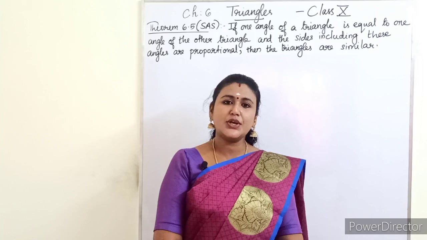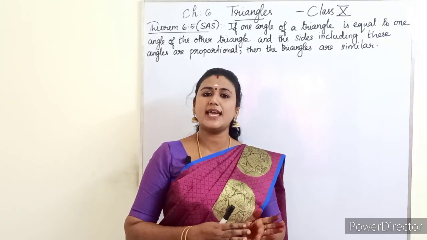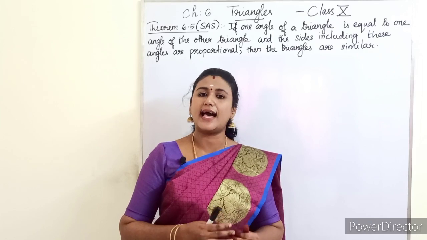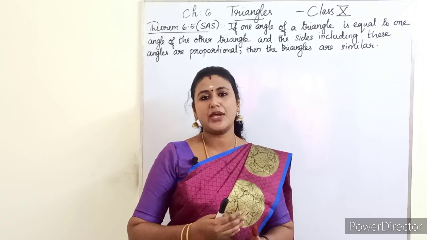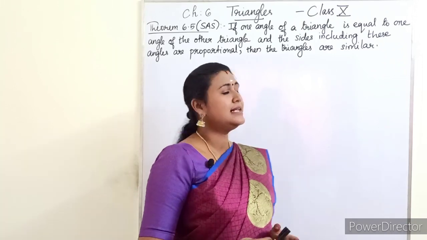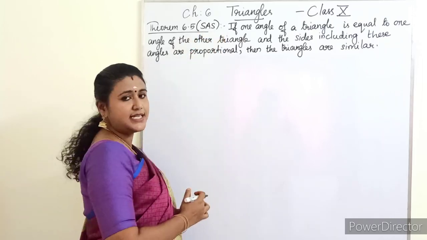In our previous video, we learned two similarity criteria, that is AAA similarity criteria and SSS similarity criteria. And in today's class, we are going to learn the third one, that is Theorem 6.5, SAS similarity criteria.